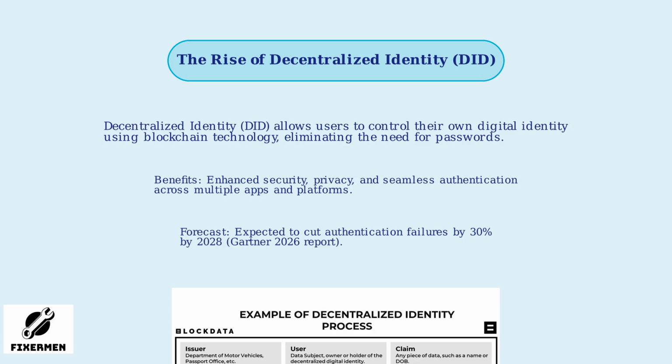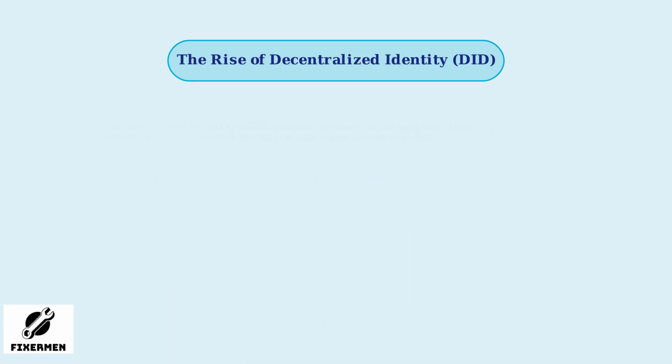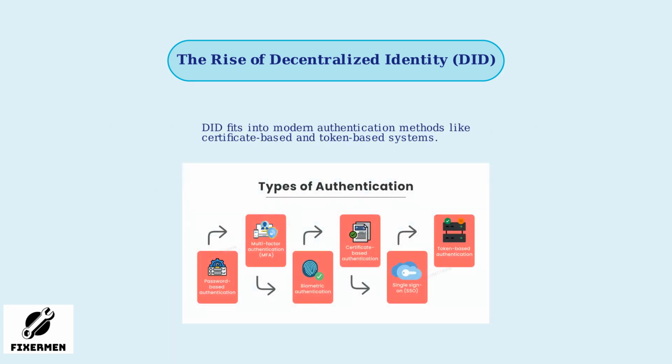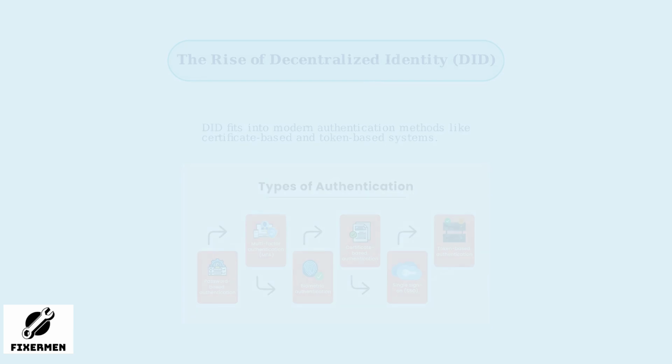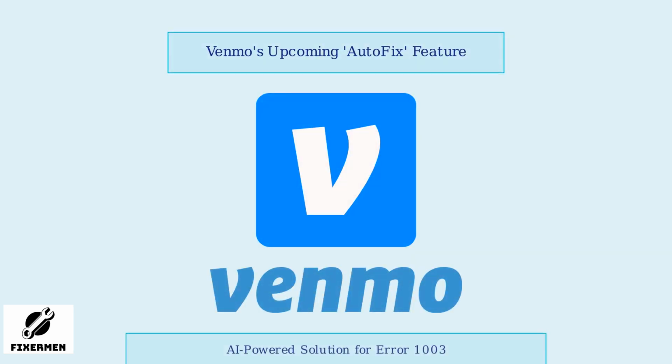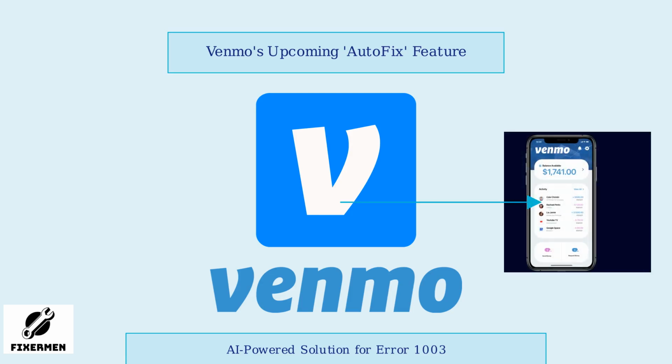In the DID process, issuers provide verifiable credentials to users, who can then present them to verifiers. The blockchain registry confirms the signatures, ensuring trust without centralized control. DID integrates with modern authentication methods, such as certificate-based and token-based systems, offering a passwordless alternative that could prevent issues like Venmo's Error 1003. Venmo's upcoming autofix feature, launching in Q2 2026, uses AI to analyze user behavior patterns and automatically resolve error code 1003.